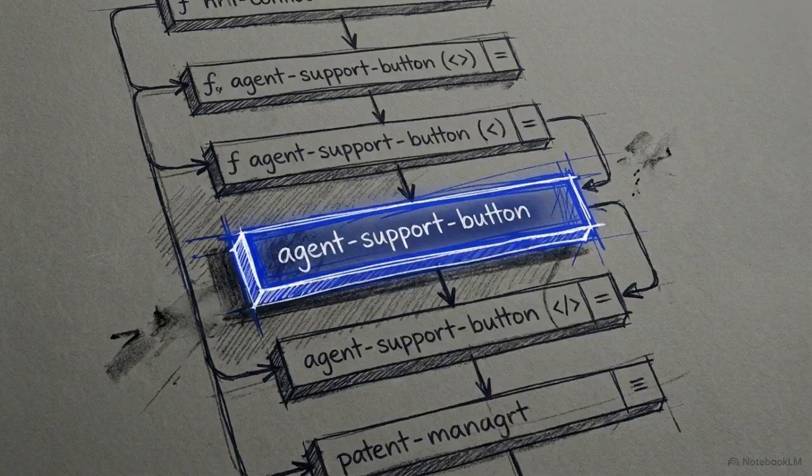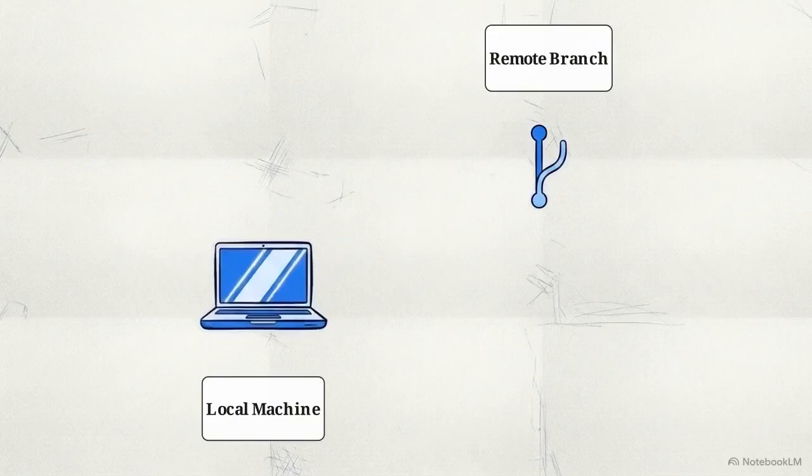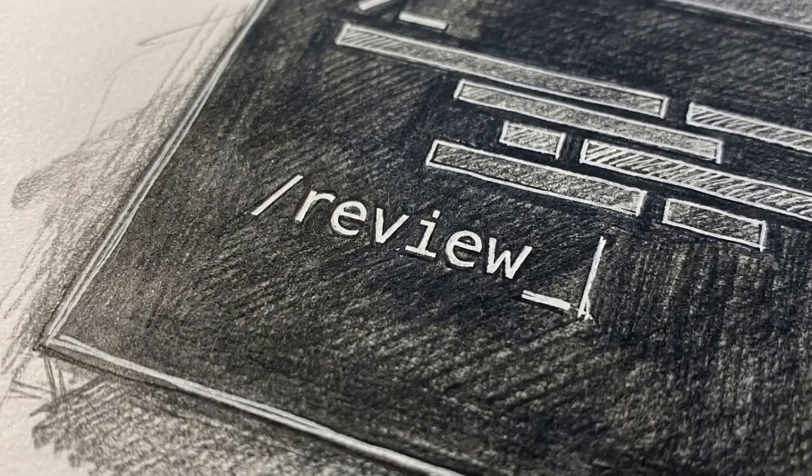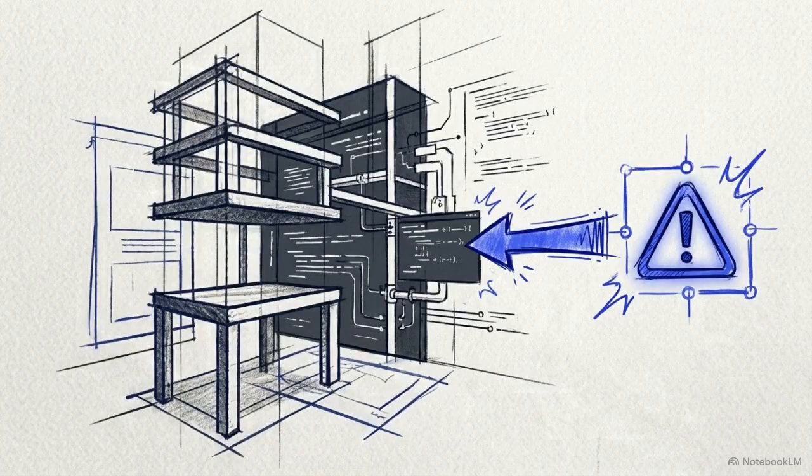You can tab through your remote branches to find the one the agent just created and pull it down to your local machine. A quick local test confirms the button is now functioning correctly, updating the UI state and displaying the heart icon as requested. The final step is to run the /review command to check the new code for potential bugs or security risks.